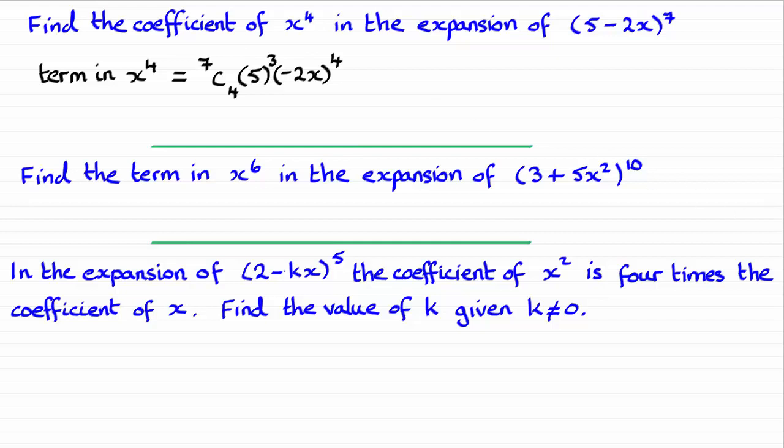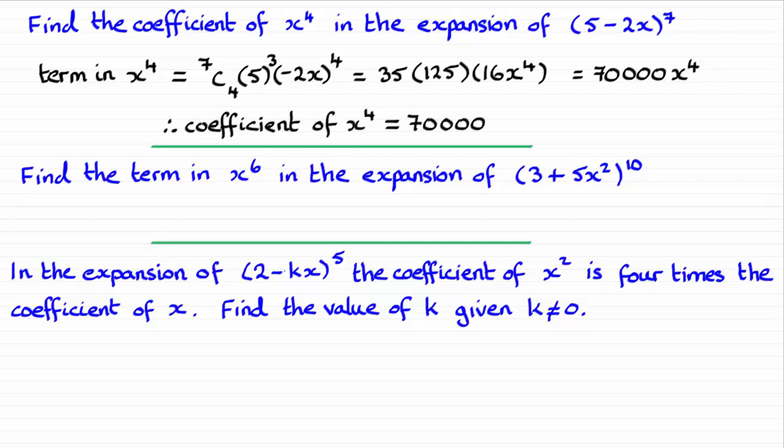And if you work this one out, then you should find 7C4 is 35, 5 cubed is 125, and (minus 2x) to the power 4 is going to give us positive 16x to the power 4. And tie that all together and you end up with 70,000 x to the power 4. So when it comes to the coefficient of x to the power 4, it's just going to be the 70,000. Okay?